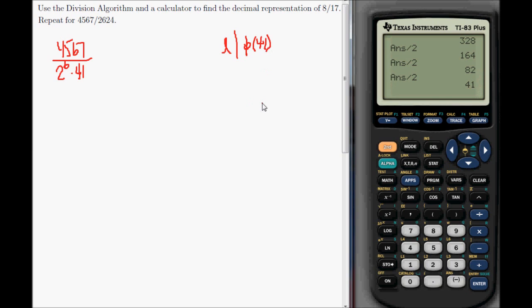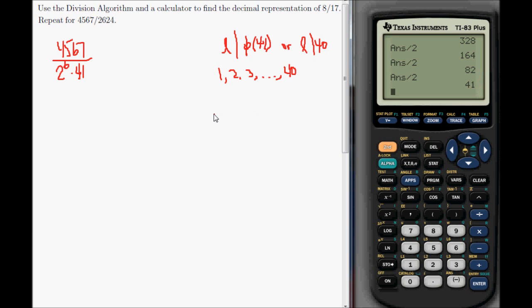And phi of 41 is the number of integers less than 41 that are relatively prime with 41. Well, because 41 is a prime number, every single number that is less than 41 has no common factors with 41. And so we have that the delay must be some factor of 40.